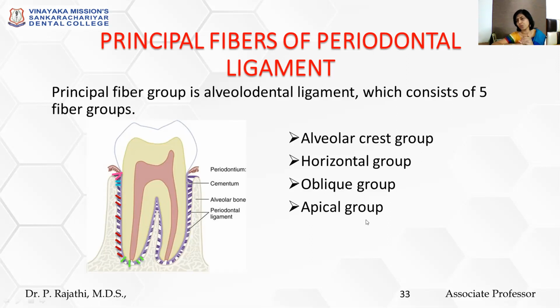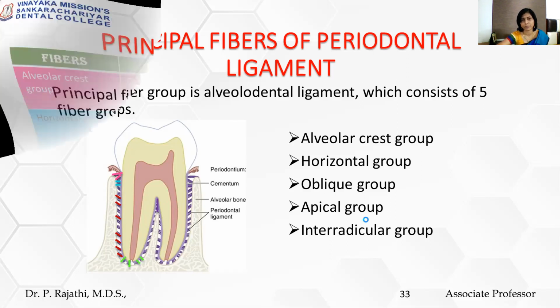So you see these four groups of fibers in a single rooted tooth. In a multi-rooted tooth, between the two roots, you see the interradicular group of fibers. This originates from the crest of the interradicular septa, the interdental bone between two roots, and gets inserted into the cementum portion of the tooth, the furcation point.